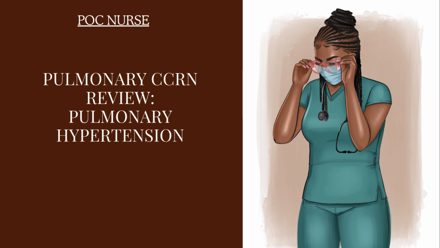Now we can also use medications that can dilate those vessels, such as calcium channel blockers or phosphodiesterase 5 inhibitors such as Viagra, Cialis, etc. For patients who don't respond to medical management or all medical treatment, they might require a lung transplant or a possible atrial septostomy. This is where we end this video for pulmonary hypertension for the CCRN exam.